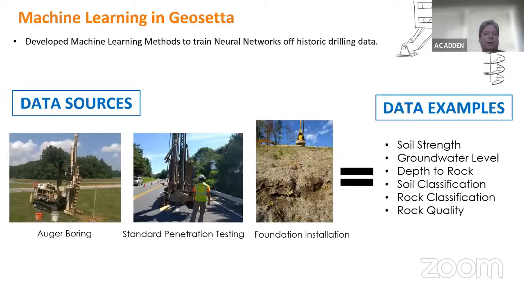So I mentioned machine learning a little bit earlier. That's one of the really interesting things that Geosetta has built into this platform. Now that they're aggregating a lot of data from all over the place, they're able to use some of these machine learning tools to build on the data that we have right now, whether it's groundwater, lithology, depth of rock, and start anticipating what you might see on your site nearby.